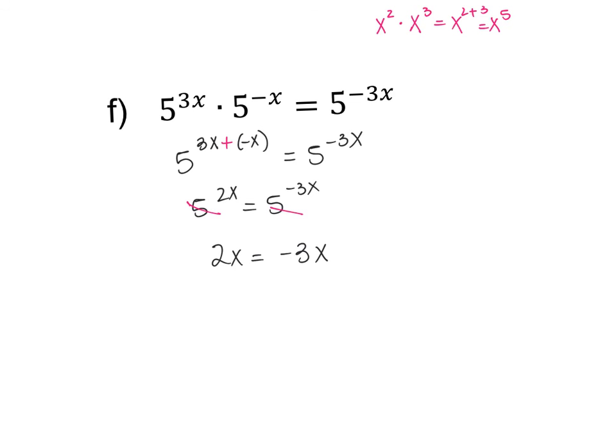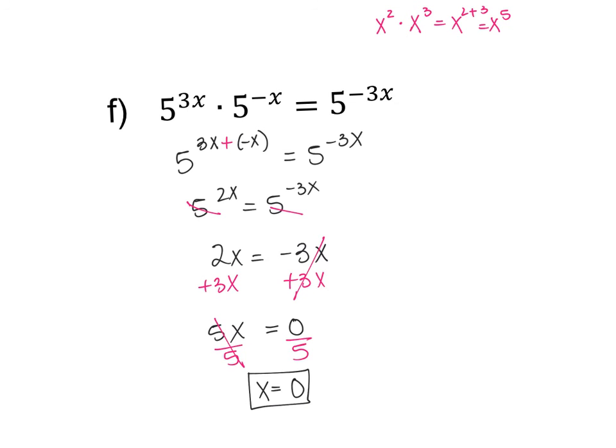And I have to get all the x's to one side. So maybe I'll add 3x to this side. Oops, add 3x. That would cancel. So this would be a 0 on this side, and this would be a 5x. 2 plus 3 is 5. So I'll divide 5 off. That would cancel, and x is equal to 0. So it looks like here x is equal to 0 as my final answer.